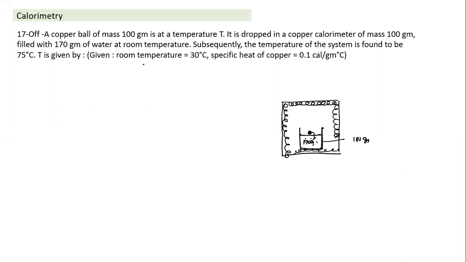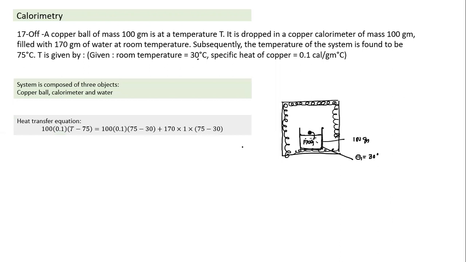Room temperature is given, and the specific heat of copper is also given here. What is the significance of the room temperature of 30 degrees? It means the initial temperature of water and calorimeter was 30 degrees, and finally it has become 75 degrees. So here the copper ball will lose heat energy, and the calorimeter plus water will gain heat energy. The system is composed of 3 objects: copper ball, calorimeter, and water.